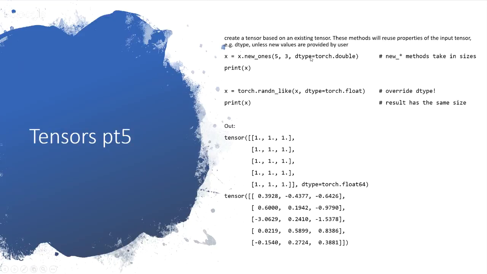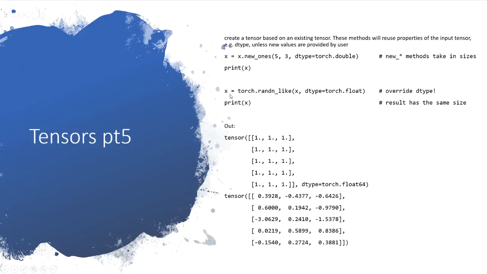Create a tensor based on an existing tensor. These methods will reuse properties of the input tensor. So for example, if we created x equals x.new_ones with shape 5 by 3 and a dtype, and we print that out, it brings us a tensor with all ones.